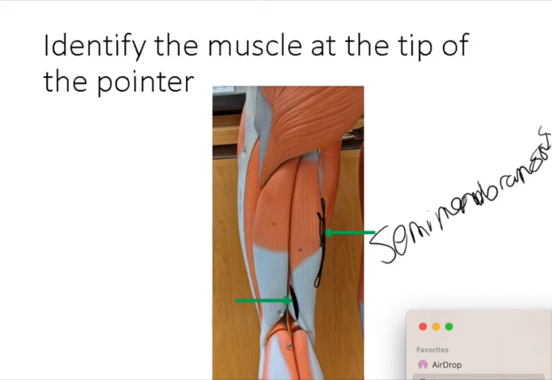Okay, so the semimembranosus. Okay, so kind of think of membrane, flat, that's kind of like a flattened part underneath. Okay, or you can remember that semitendinosus is on top, membranosus is underneath it, it's on the bottom.